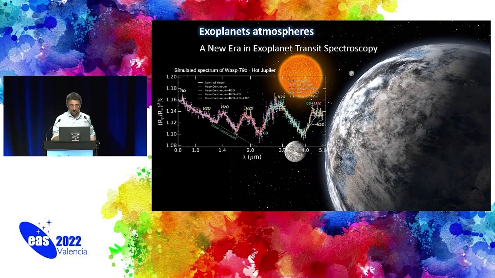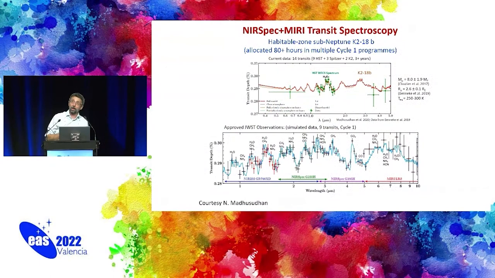As an example, here you can see the expected spectrum of this hot Jupiter WASP-79b, which will be observed in one of the ERS programs. And it's just jaw-dropping, thinking that you will obtain this kind of high-quality spectra of an exoplanet that is in another solar system. It's just mind-blowing.